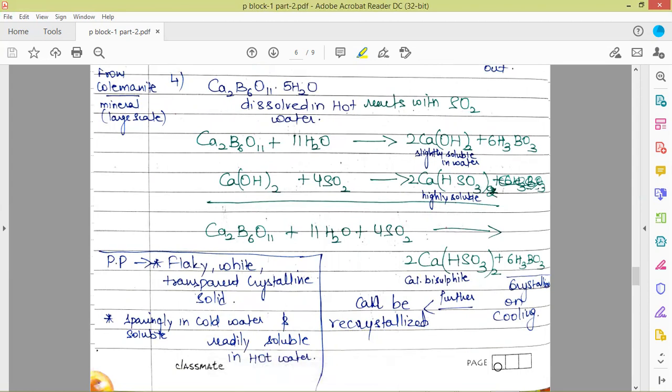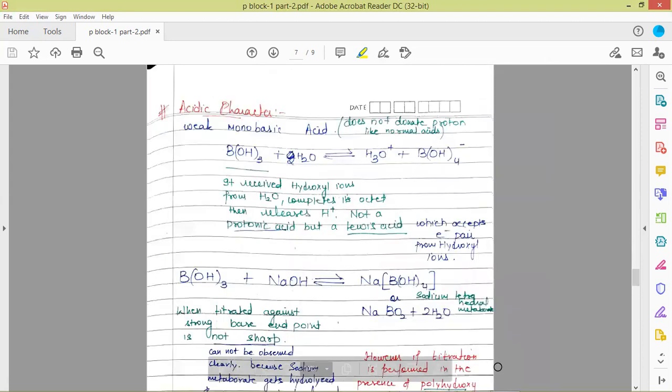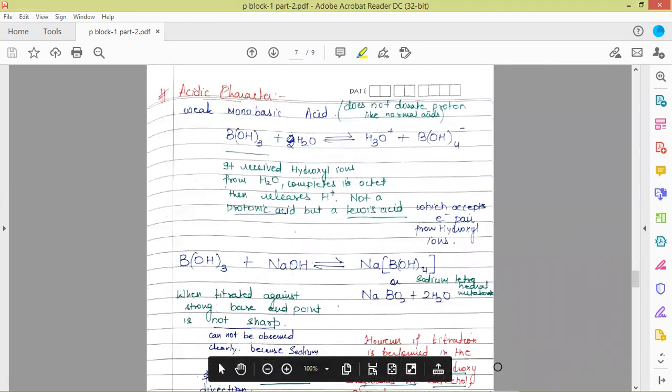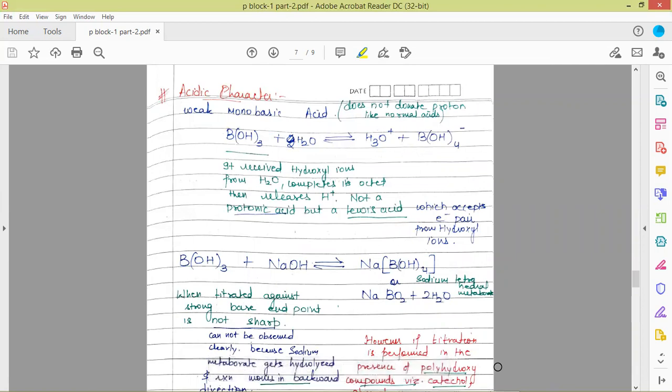Coming to the physical properties, boric acid is a flaky, white, transparent, crystalline solid which is sparingly soluble in cold water and readily soluble in hot water. Now coming to the acidic character, boric acid, that is B(OH)3, or H3BO3, is a monobasic acid. It does not donate protons like a normal acid. It is actually a Lewis acid. As it is an electron deficient compound, it will react with water.